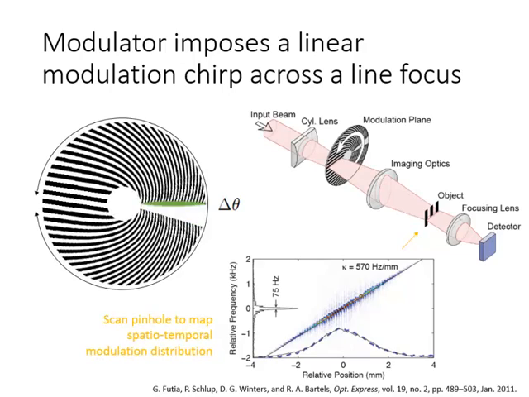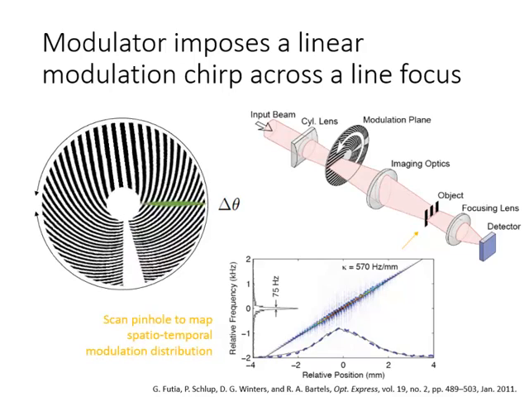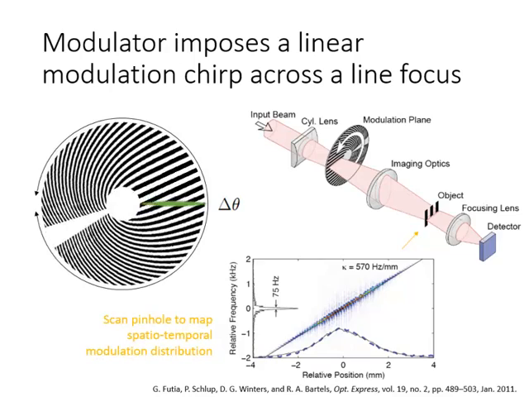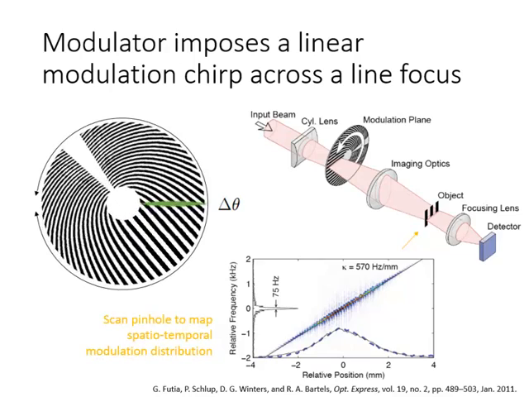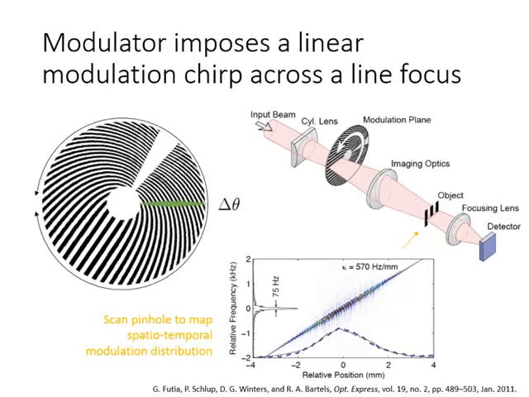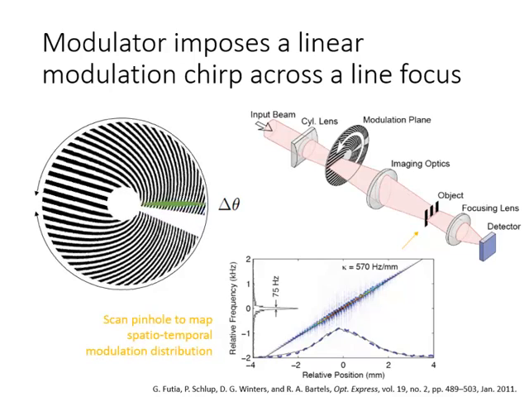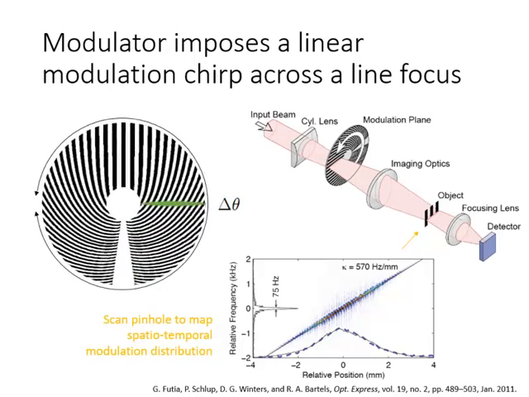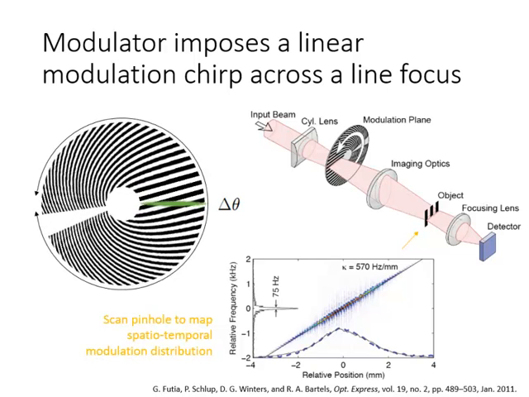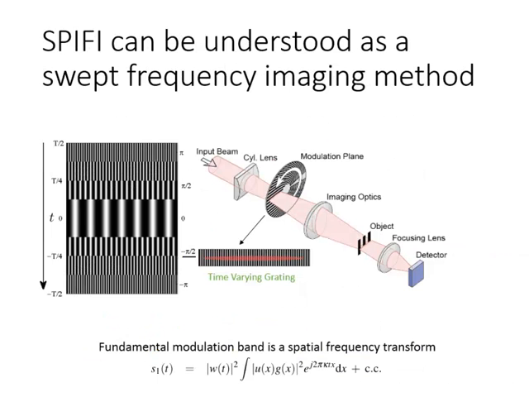into the object, in this case we have an object that is just a pinhole, and we can translate the pinhole across the object plane, and we get this nice linear mapping between relative position and electronic frequency, all encoded onto this single element detector signal.